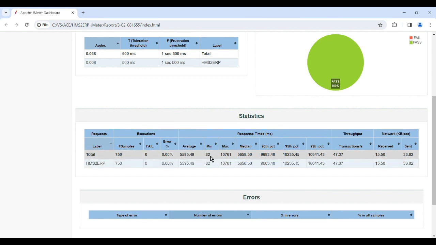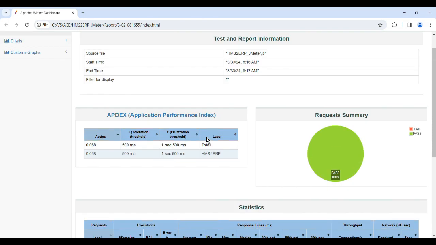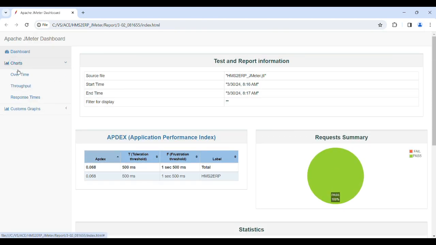The minimum response time was 0.082 seconds. The maximum response time was 10 seconds, and the 99th percentile is around 10 seconds. There were no errors. There were 100% pass results. Let us navigate into the details.